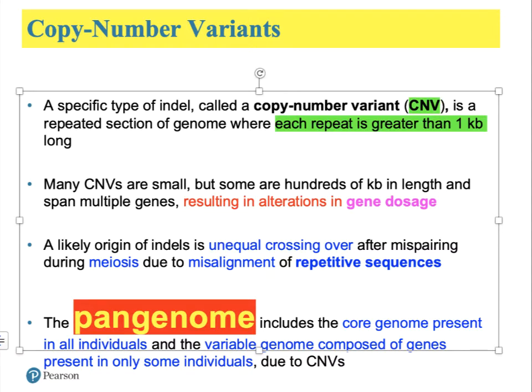Thus, the lowest common denominator when it comes to individuals of a population would be called the pan-genome. Every member of that population would be expected to have this as its base. Then on top of that, you could have additional copy number variants or repetitive sequences or other types of polymorphism.